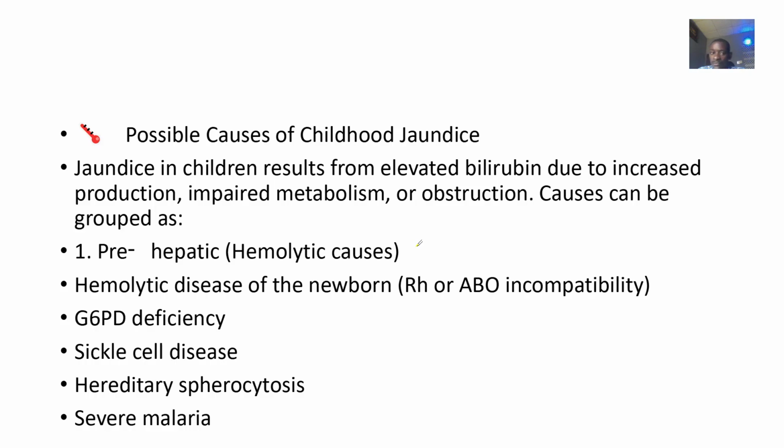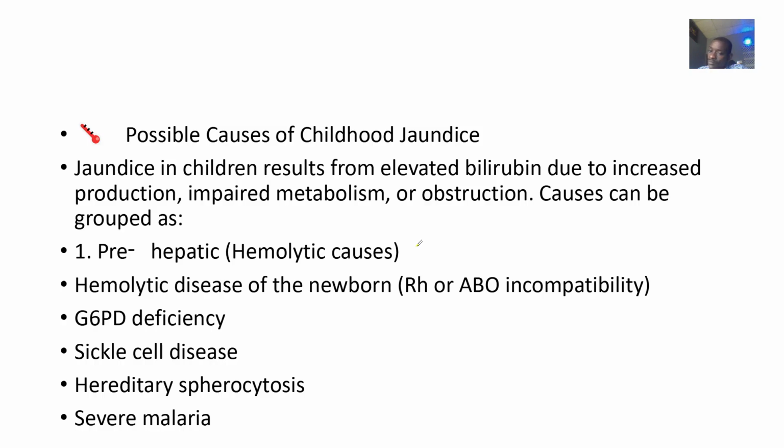Now for the causes, we said that jaundice in children just has to do with elevated bilirubin, and several reasons. So you have the pre-hepatic causes. Pre-hepatic causes, that's where you say the issue is happening before the liver. Pre-hepatic is also known as hemolytic causes. So you're having jaundice there simply because red blood cell breakdown was too much.